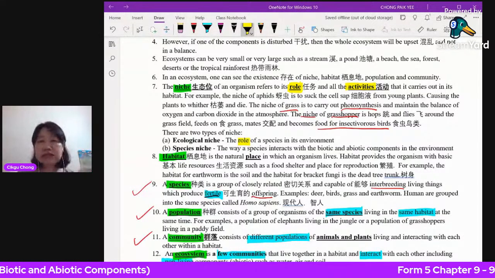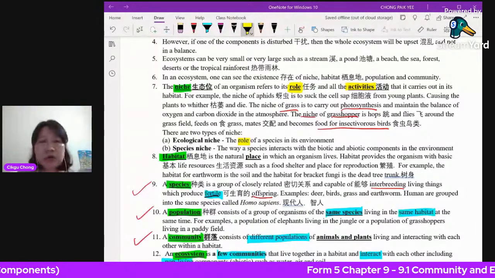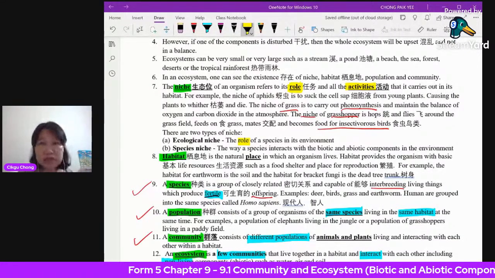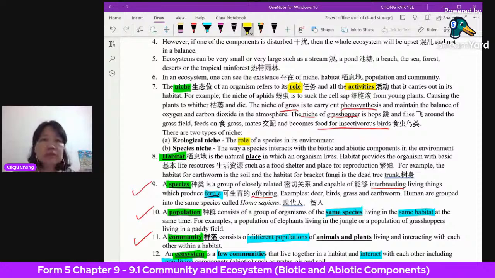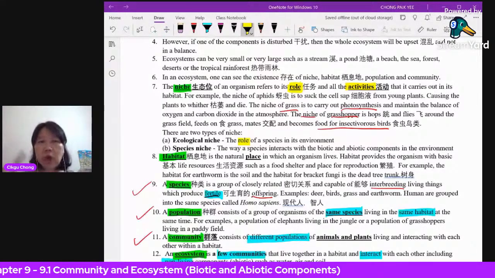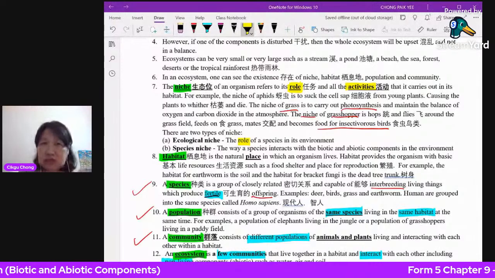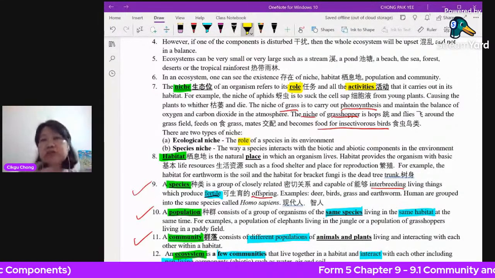So let's say in Ipoh, that's where we stay now. What is the role? Let's say we have doctors, we have lawyers, we have teachers. Everybody staying in Ipoh. So Ipoh is like a big community. What is the niche of doctors? What is the role of these doctors? Doctors is to heal the sick. So their job is to heal the people who are sick.